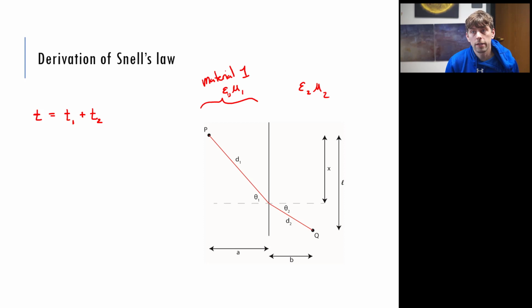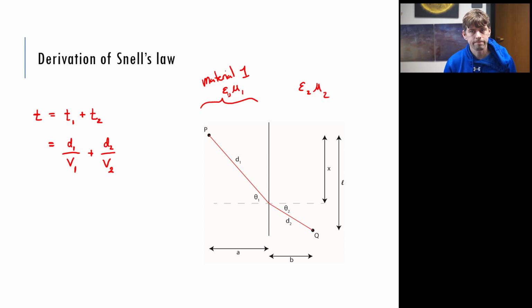I will say that the time that it takes to travel path 1, t1, is the distance d1 on the figure, divided by however quickly the light travels in the first material. Similarly, t2 is how quickly it travels distance d2 divided by the speed that it travels in material 2.